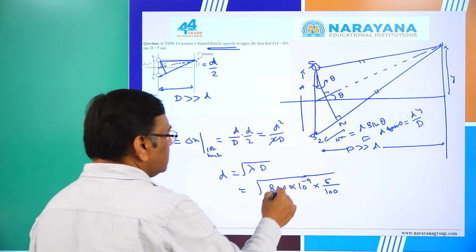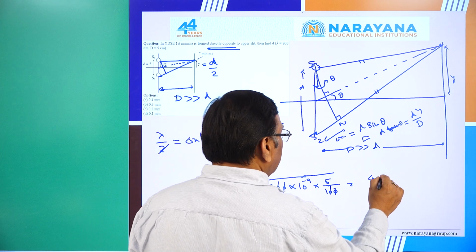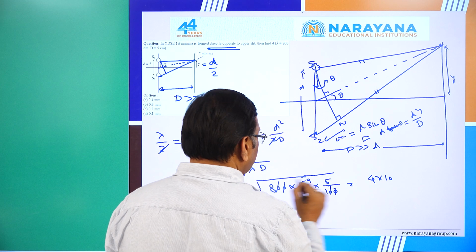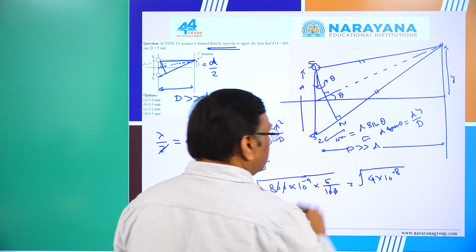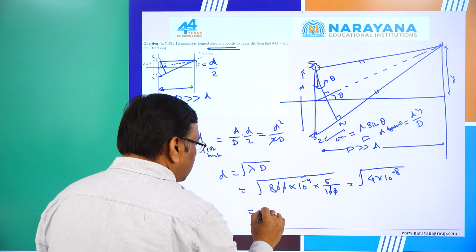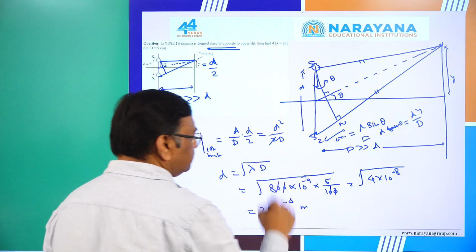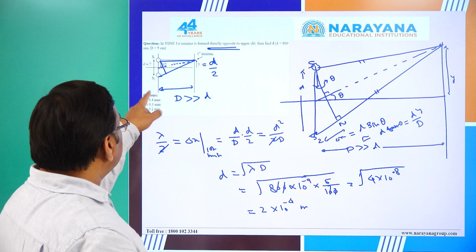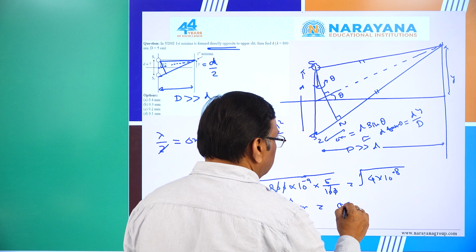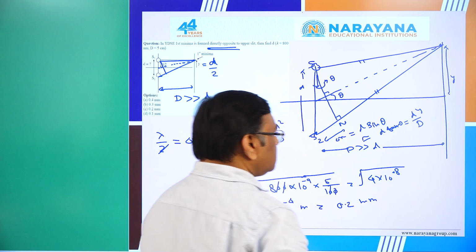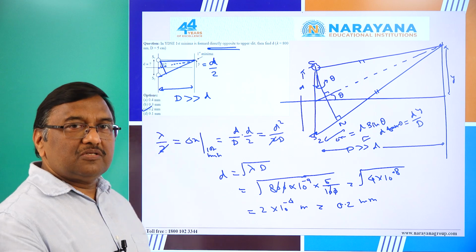If you write it, this 800 cancels out. What you are writing is 4 into 10 raised to the power minus 8 under root. If you take this 4 under root, 10 to the power minus 8 is obviously 2 into 10 raised to the power minus 4 meter. But you checked your options, they are giving in millimeter, so obviously it is going to be 0.2 millimeter. That should be the correct answer for this question. One option is given out here, C should be the right answer for this question.